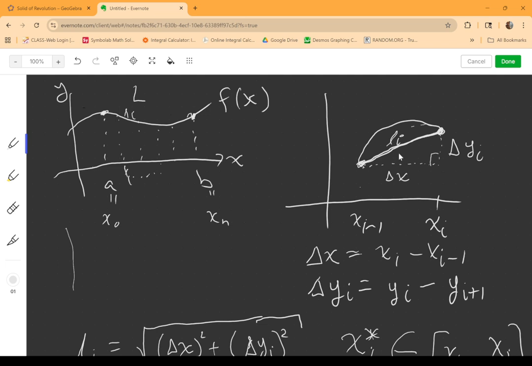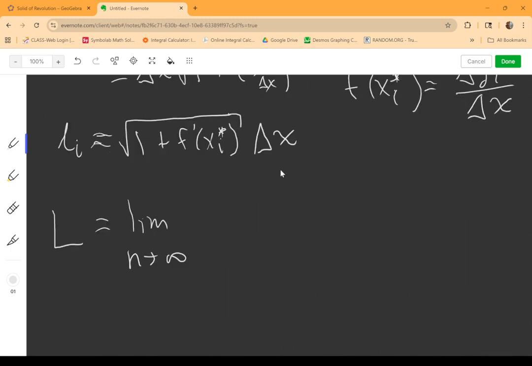But how do I make a better approximation? I include more intervals in the fixed interval a b. So I just make delta x smaller and smaller until it becomes infinitely small. And what we've seen before is that this limit converges as long as f satisfies certain conditions. In this case, our condition is that f is continuous.